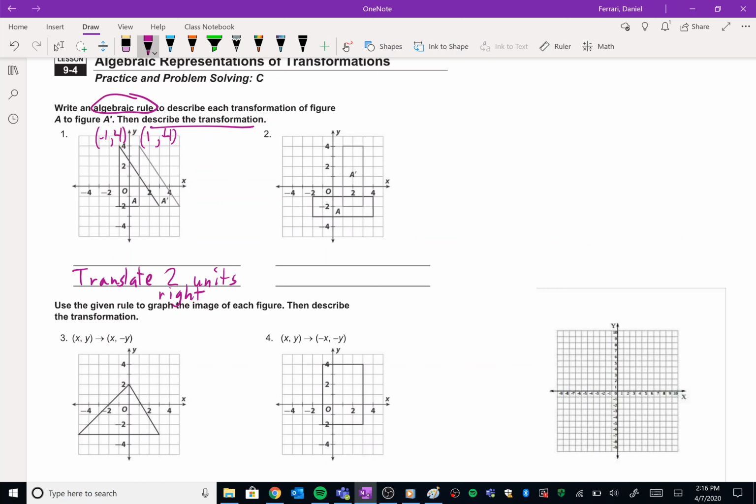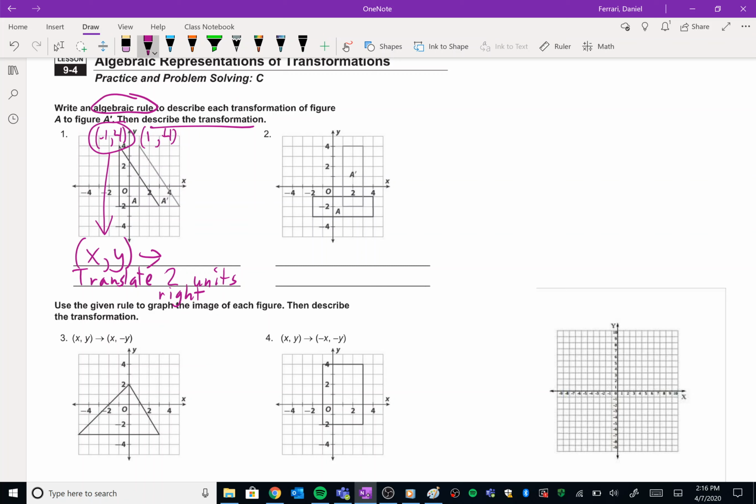You notice that the only thing that changed here is my x-coordinate, which makes sense because if you move something to the right, the only thing that's going to change of those points is the x-coordinate, because you're still going to go up 4 units for the y-coordinate. The way we start every algebraic rule is with x, comma y. It's basically saying take the first point, which is represented by x, comma y. We draw an arrow, and then we change these values by something.